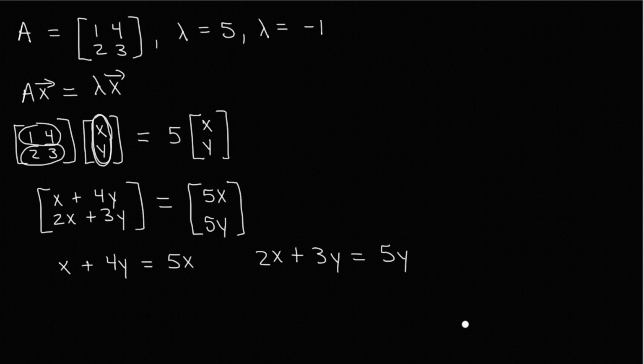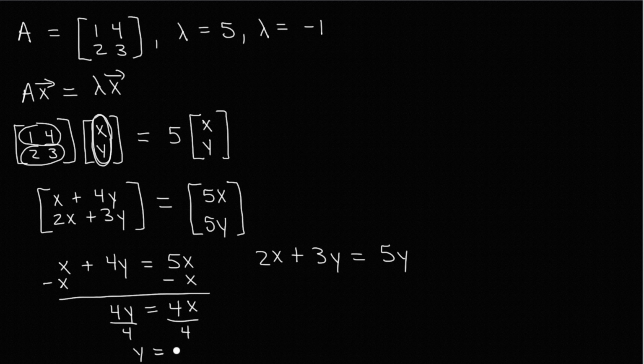So now that we have our two equations, we can combine like terms if we can. Because if you'll notice, we have x terms on the left side of the equation and on the right side of the equation. So we can subtract x from both sides. So if we do that, we get 4y is equal to 4x. And then if we wanted to solve for y, we would divide both sides by 4. And we would get y equals x.